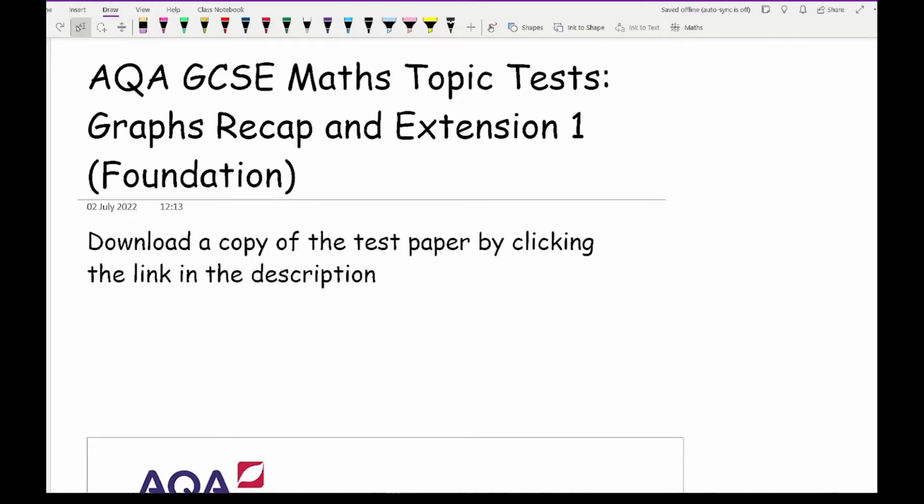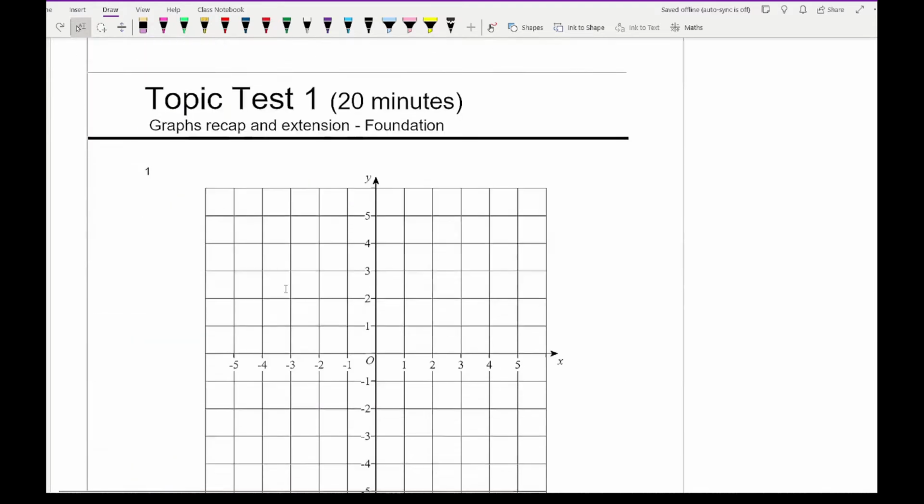Now, before we get started working through this test, it's worth mentioning that there is no indication about whether these questions are specific to a calculator or a non-calculator paper. So what we'll do is we'll just assume that they're non-calculator just to anticipate the worst case scenario. So let's move on to question one.